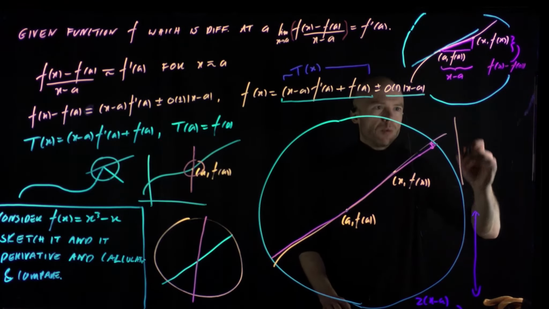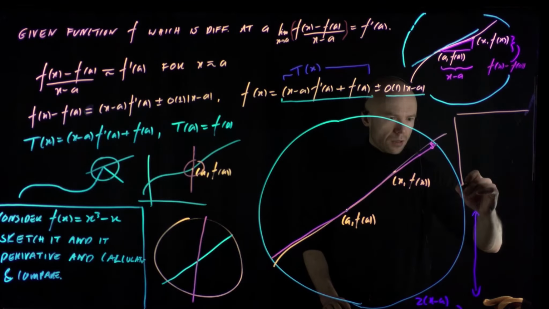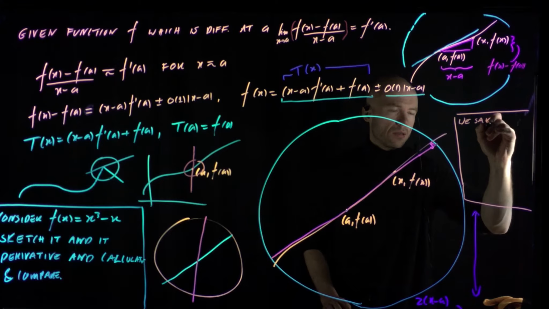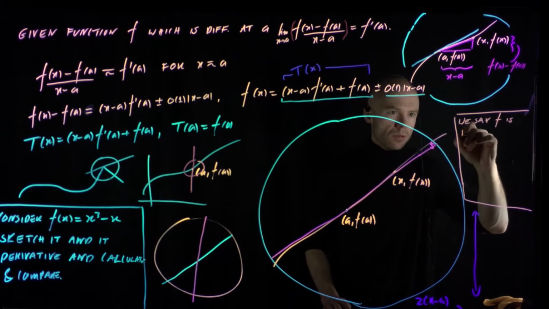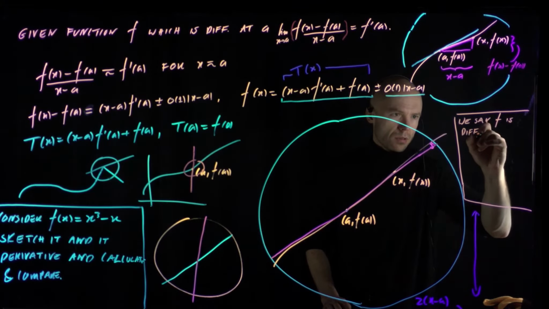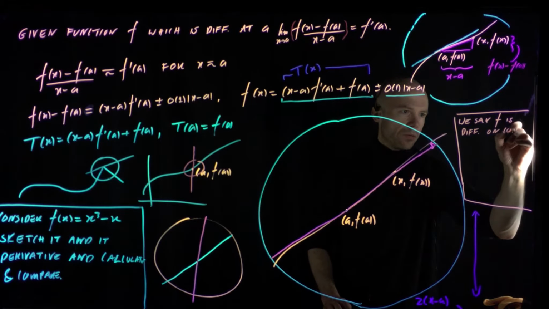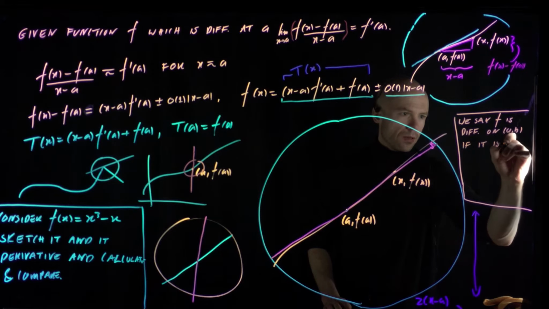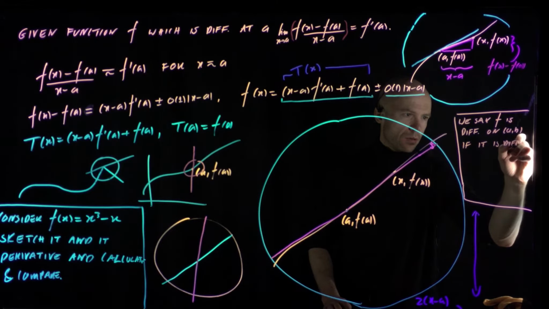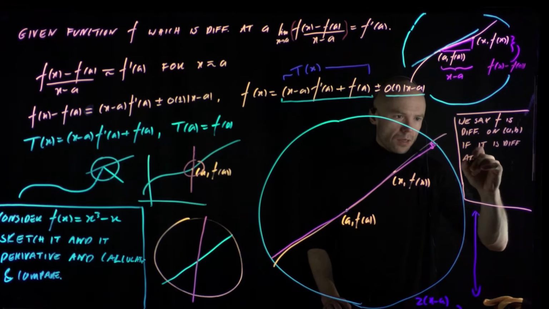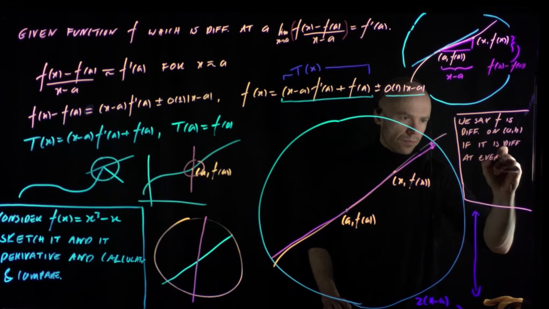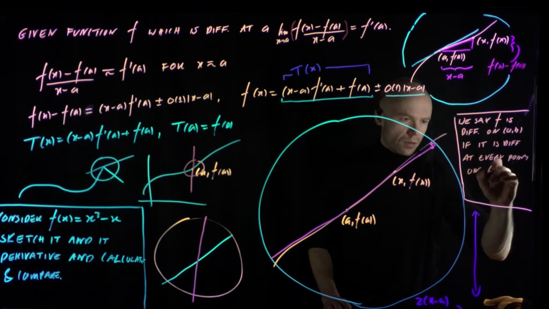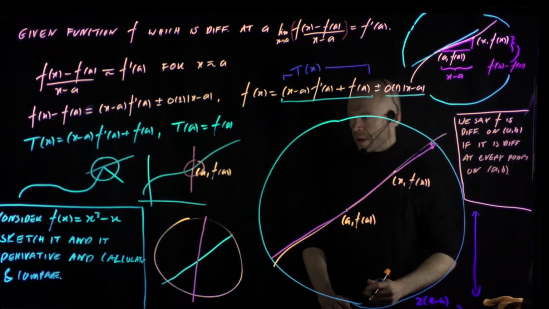something which is differentiable on an interval. So we say f is differentiable on an interval, say AB, if it is differentiable at every point on AB. We talked about this last time.